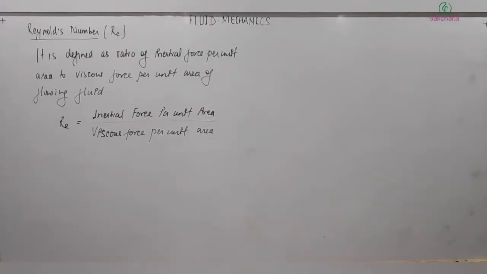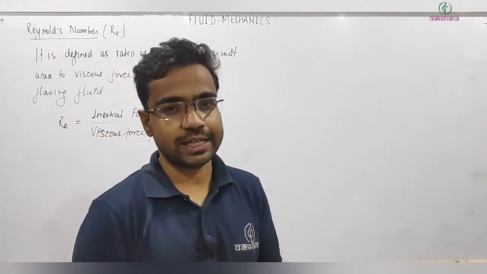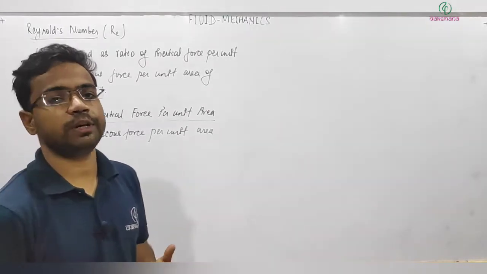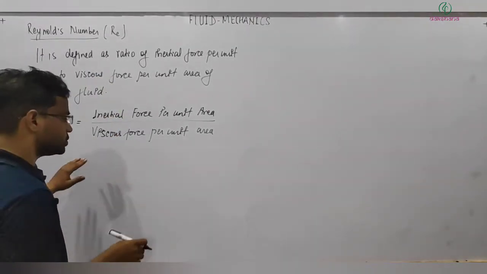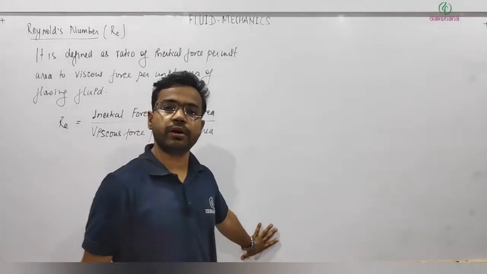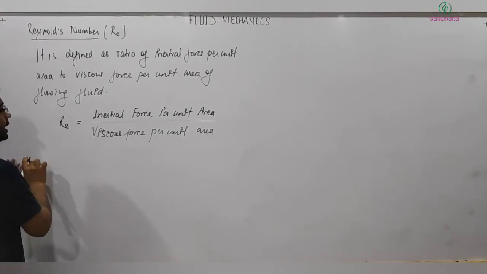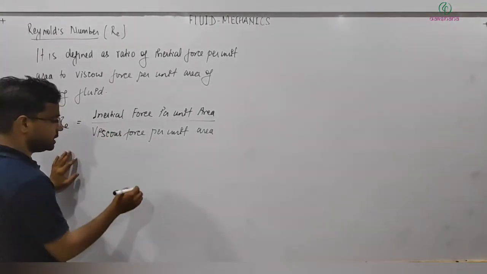Okay, next is Reynolds number. So basically it is a purely dimensionless number, and it is defined as the ratio of inertial force per unit area to viscous force per unit area. You can say it's defined for real fluid, actually not for ideal fluid. So Re is inertial force per unit area divided by viscous force per unit area.